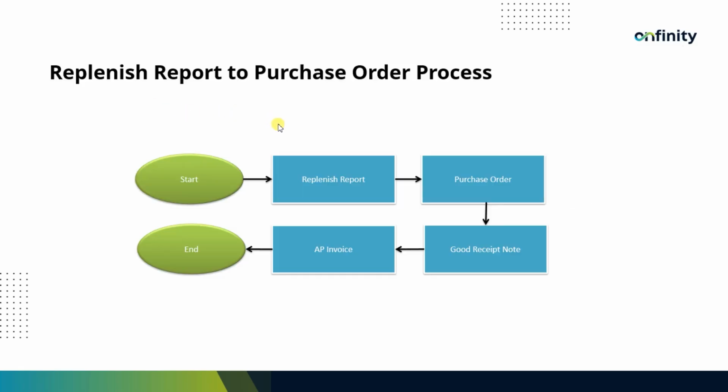Now, here we have the Replenish report to purchase order process flowchart. This flowchart outlines the process, which begins with the Replenish report, followed by the purchase order, then the goods receipt note, and finally the AP invoice. Each step ensures inventory accuracy and financial compliance.